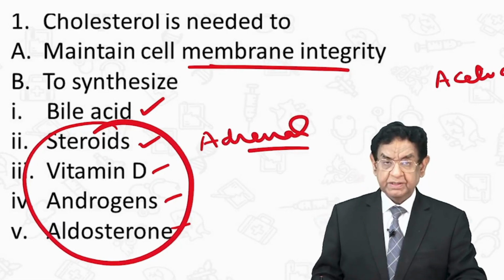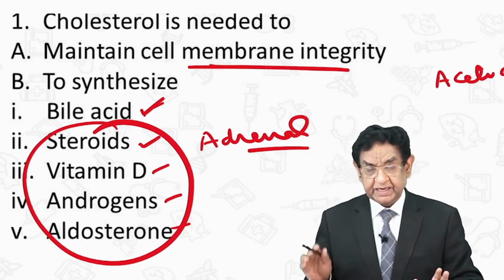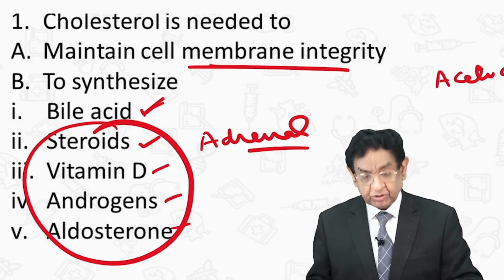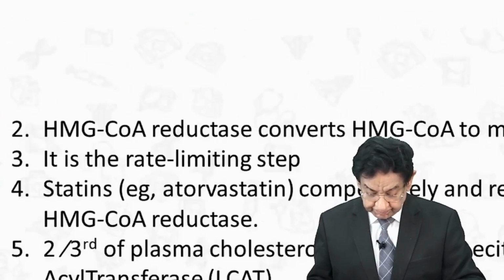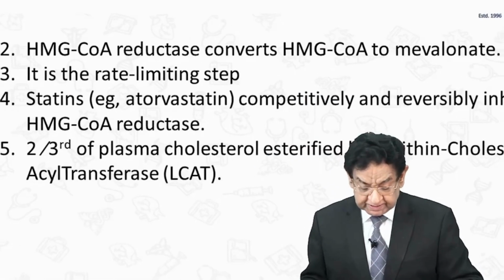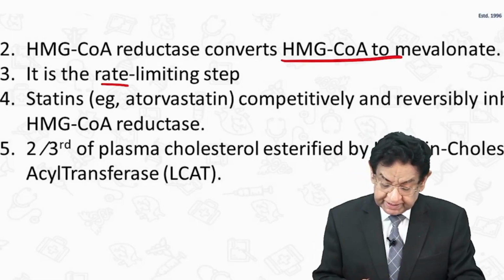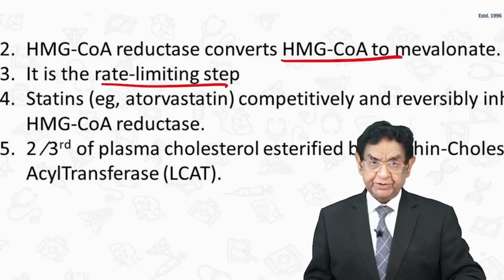Okay, they're all ultimately, and this is the bile acid which occurs in the liver. So they are the uses of cholesterol. So what I told you, the thing HMG coenzyme A reductase converts HMG CoA to mevalonate is a rate limiting step. This point you already have written.